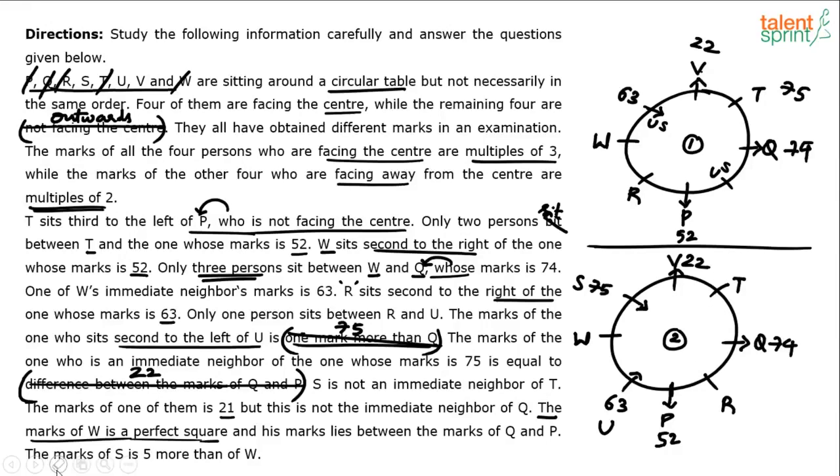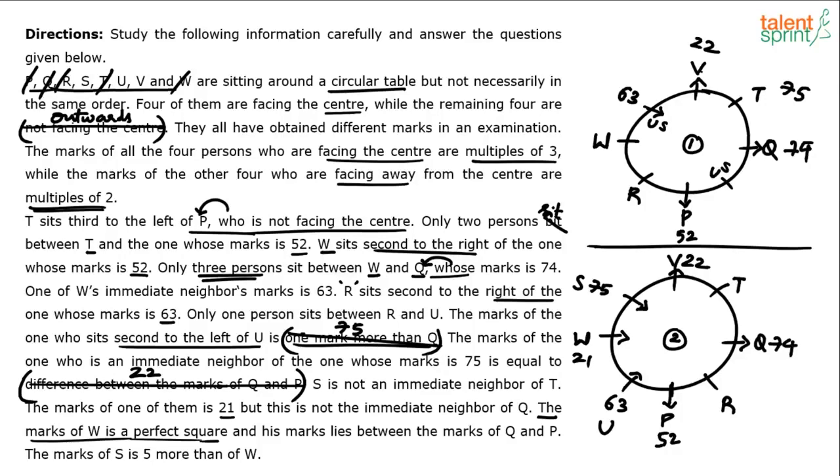Okay. Now go back and look at the missing points. Marks of one of them is 21, but this is not the neighbor of Q. So 21 cannot come for T or R in case number 2. 21 has to come for W. And since 21 is a multiple of 3, W is center facing.